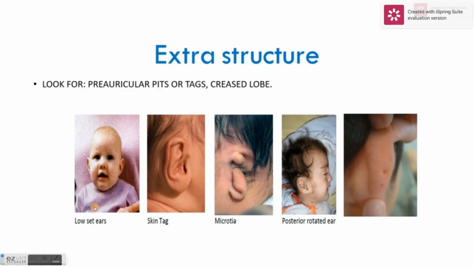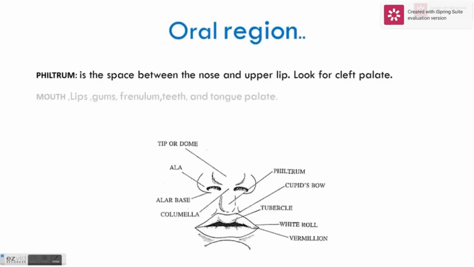This is an extra structure. This is a skin tag. This is microtia. These are pits on the ear which can indicate some syndrome like Pierre Robin or Van der Woude syndrome. These are important for the diagnosis of that syndrome.